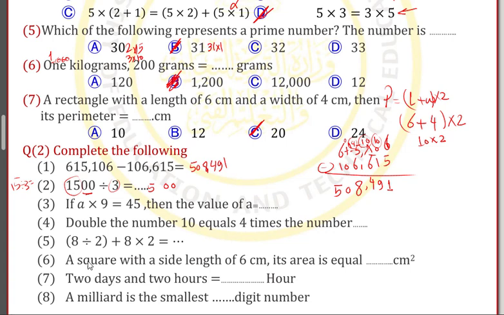Question number 3 is a complete question. A times 9 equal to 45. Then the value of A gonna be. So ask yourself which number multiplied by 9 gives you 45. Of course it's 5. So the answer is 5.